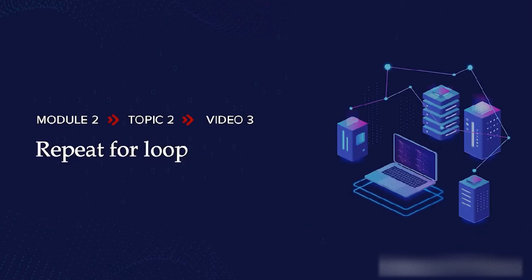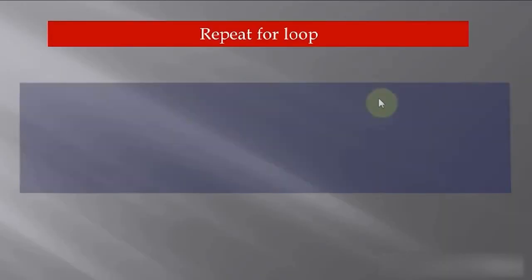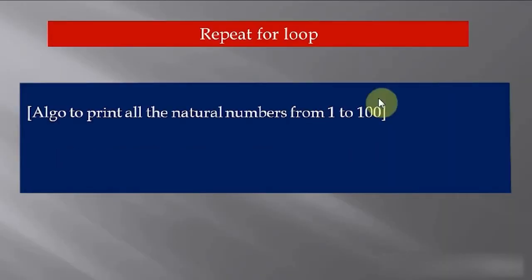Okay, in the previous lecture we have learnt about repeat while loop. In this lecture I am going to tell you about repeat for loop. Repeat for loop is very interesting and it's an easier one. Let me tell you how to apply this loop. I am going to write down the algo that will print all the natural numbers from 1 to 100.